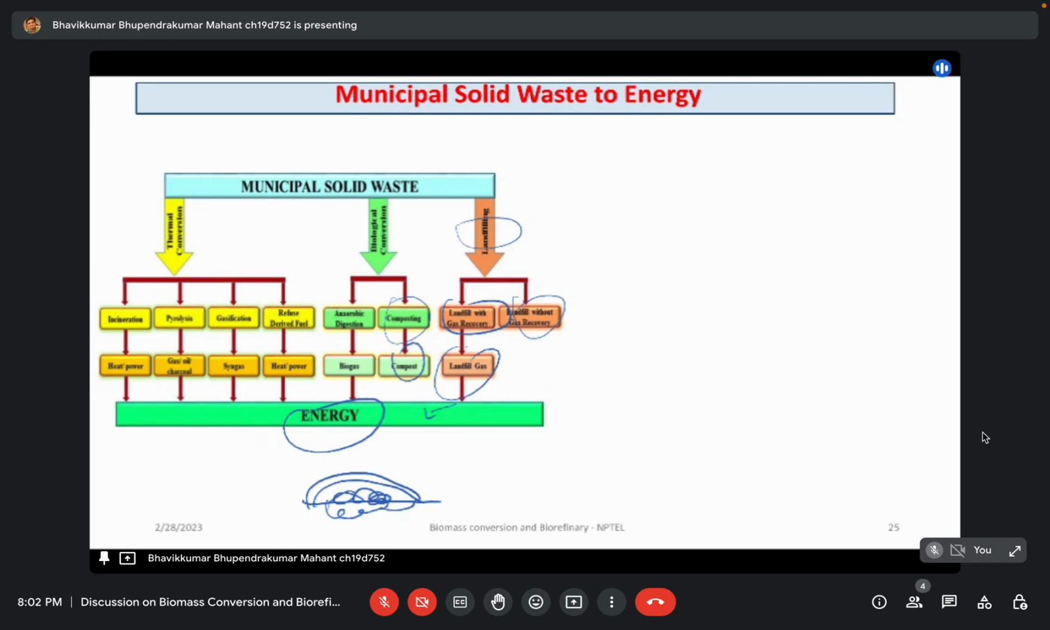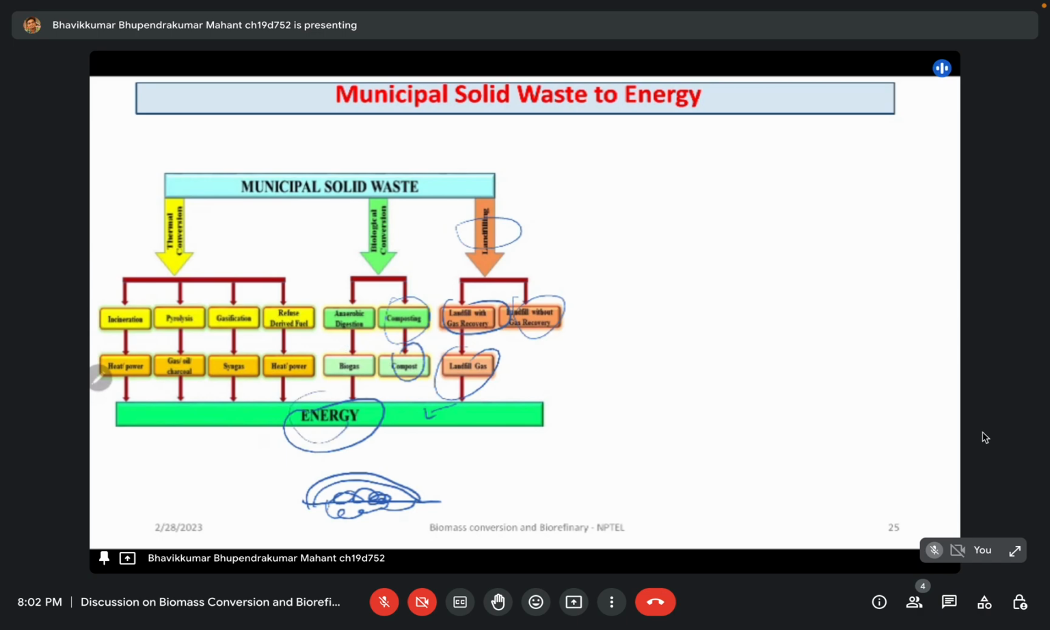Another is anaerobic digestion. If you are not providing air, and if you are using some kind of bacteria, then it will be converted into biogas. Maybe gobar gas is a common term which we use in India. So this is also the same process. It will convert into biogas, which is predominantly methane. It is recovered as energy.